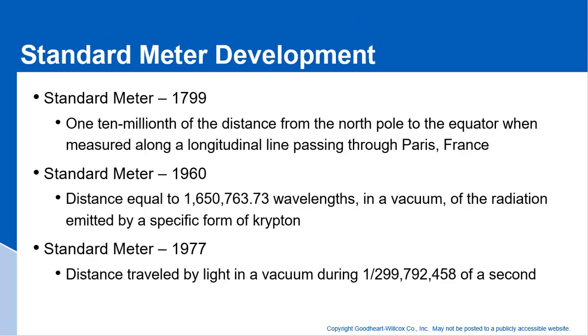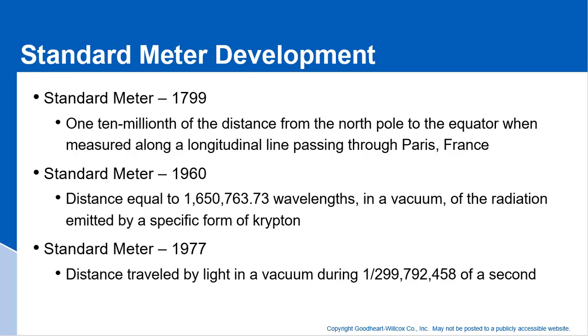And then we ended up with standard meters in 1799. That was when it first started. It was defined as 1/10,000,000th of the distance from the North Pole to the equator measured along a longitudinal. So here they were using physical measurements on Earth that they could come back to and calibrate against. And then that developed into the standard meter in 1960. And then finally we got the standard meter in 1977. That's the distance traveled by light in a vacuum in a certain time period.